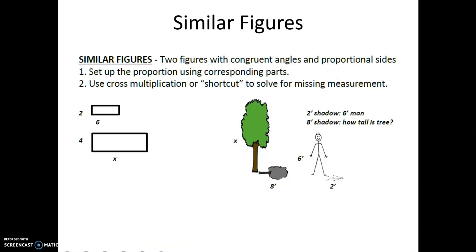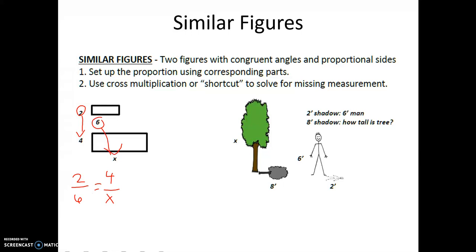Okay. So similar figures, 2 figures with congruent angles and proportional sides. So you set up a proportion using the corresponding parts, use cross multiplication or shortcut to solve for the missing measurement. Okay, so corresponding parts. So 2 is corresponding to 4 and 6 is corresponding to x.